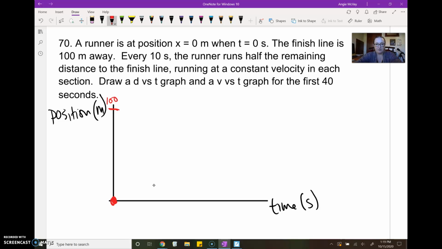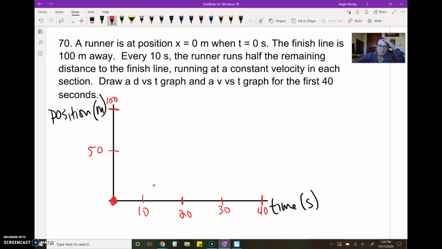And it says to draw our graphs for the first 40 seconds, so that will be the maximum time on our x-axis. All right, and then we can sketch in some intermediate times, making an effort to approximately space them appropriately, right? Even spacing for each 10 seconds. And then a little bit of scaling for the y-axis.